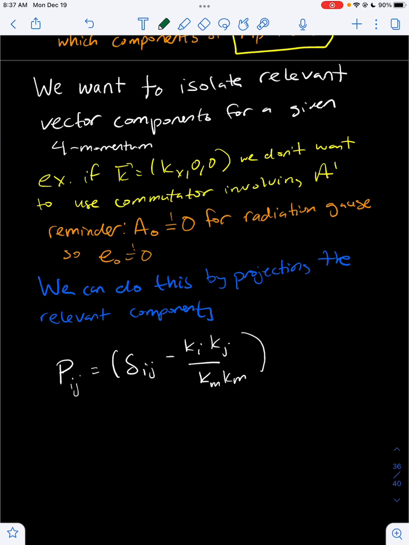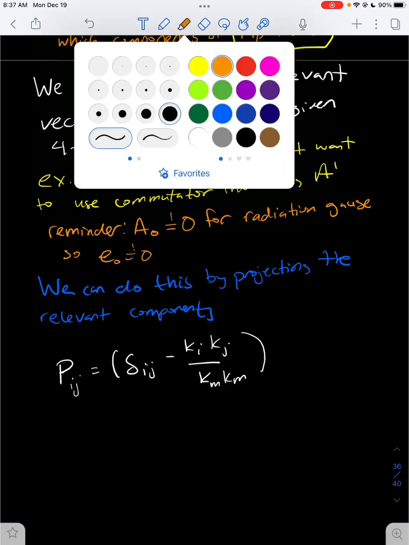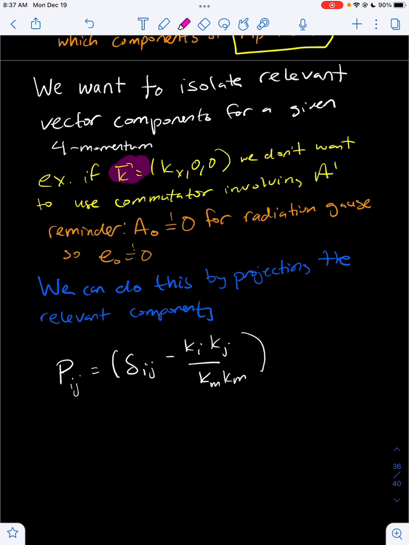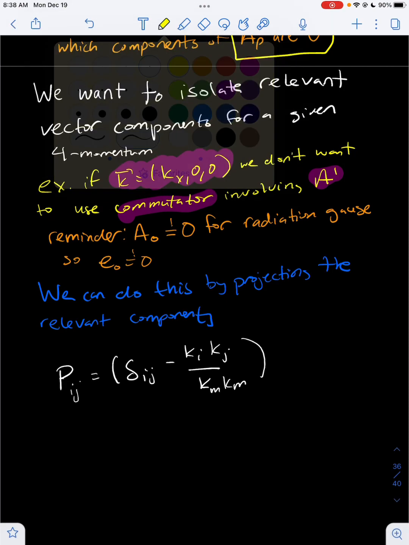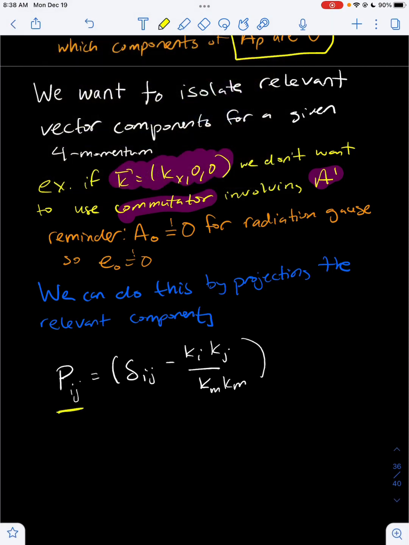So what we want to do is isolate the relevant vector components for a given 4 momentum, or really just 3 momentum. For example, if our momentum is traveling in the x direction, we do not want to write down our commutator relations that contain A1. So how can we do this? Well, we can do this by using what's called the projection operator. So here, this Pij is the projection operator.